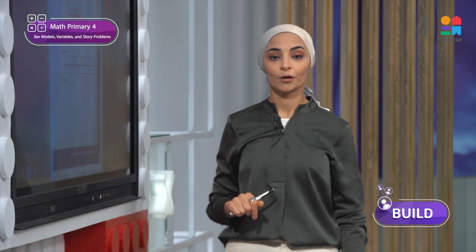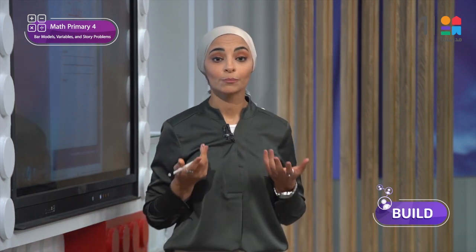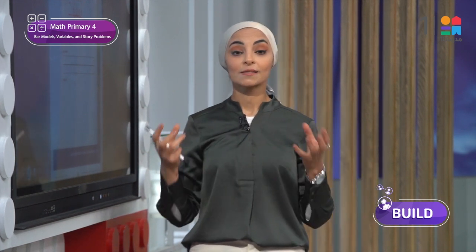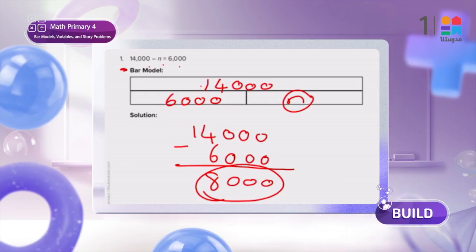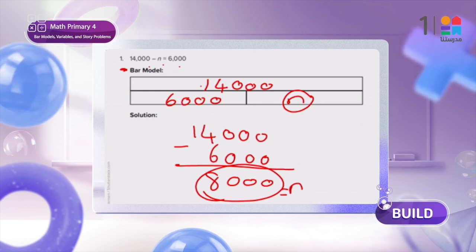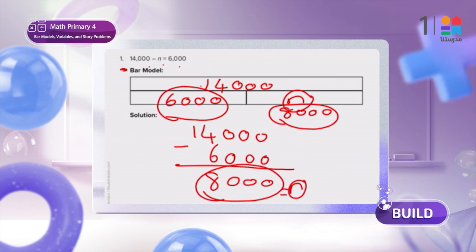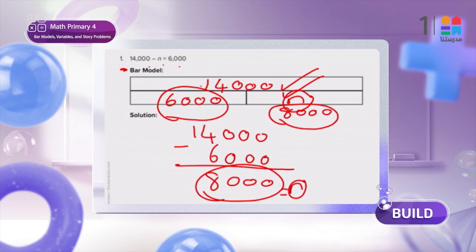I have a question for you now. How do I make sure that my answer is correct? This is very simple. We can replace the unknown with the solution in the original problem. I said that n equals 8,000, so let's put 8,000 instead of n and do 8,000 plus 6,000. It gives you what? Yes, it gives you 14,000. Then I write the correct answer.